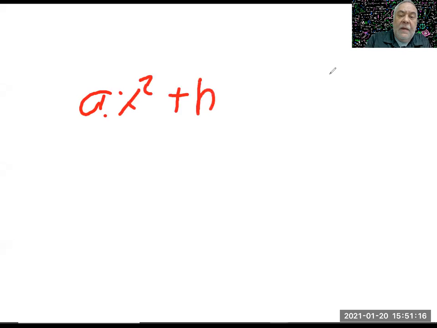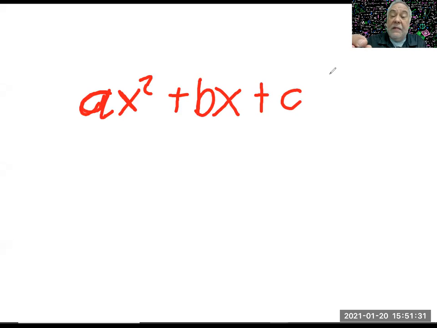Okay, now I'm going to show you how to factor a trinomial when the a value is not equal to 1. Here's the a. This is a difficult process. It's called factoring by grouping, and it is not easy. I will tell you that up front. The example I'm going to give you is 6x squared minus x minus 15.